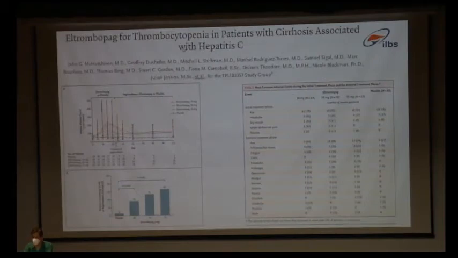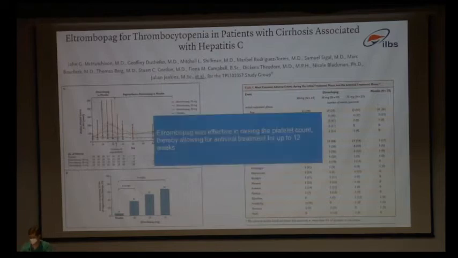The first study for eltrombopag was in 2007, and it looked at patients with cirrhosis associated with hepatitis C. It was shown that patients who received eltrombopag were able to receive more interferon, there was a decreased need for platelet transfusion, and many of them completed the studies at 12 weeks. The dose that was typically given was 75 milligrams, though even at 30 milligrams, nearly 36% of the individuals were able to complete the treatment protocol. So they postulated that eltrombopag was effective in raising the platelet count, thereby allowing antiviral treatment for 12 weeks.